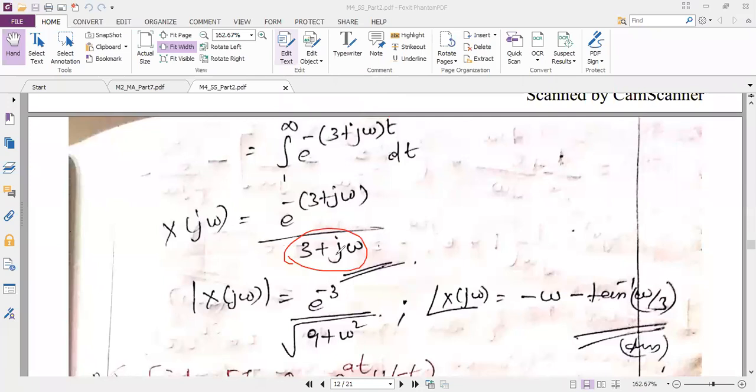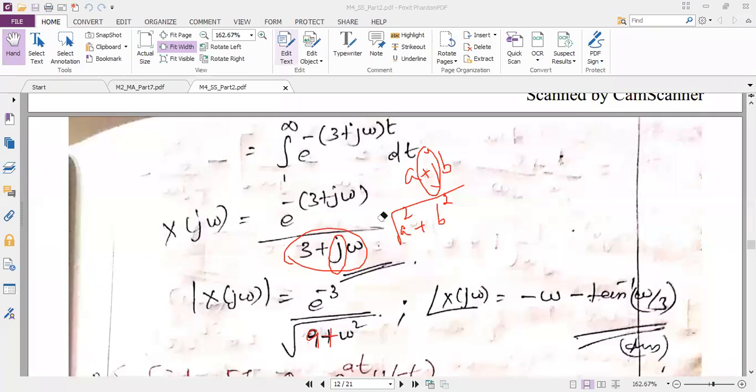A square is 3 square, so 3 square is 9 plus b square. See, A plus jb or ib, our formula is not bothered about the plus sign or this j. It should be square root of a square plus b square. That's it. So it is 9 plus omega square. So successfully we found the magnitude.